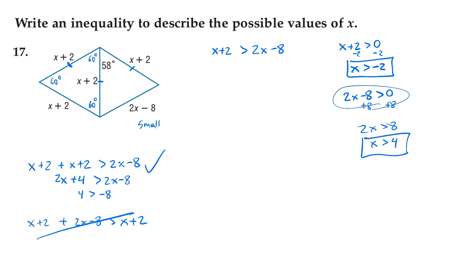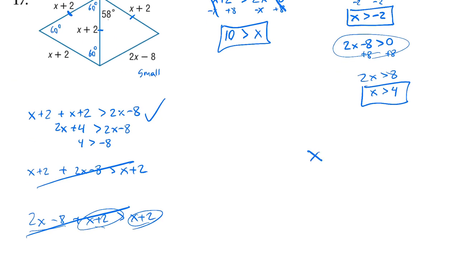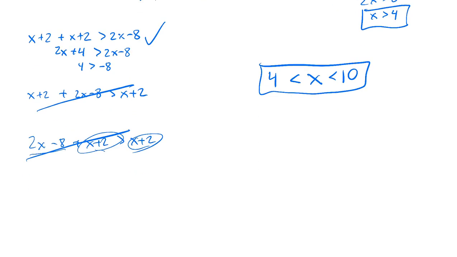Oh, okay. And then over here we get, subtracting x from both sides, oh, here's our upper limit. I see it. And then we add 8, and we add 8, and we get x is less than 10. And so putting all three of those together, we get that x must be between 10 and 4. Very cool. Okay.